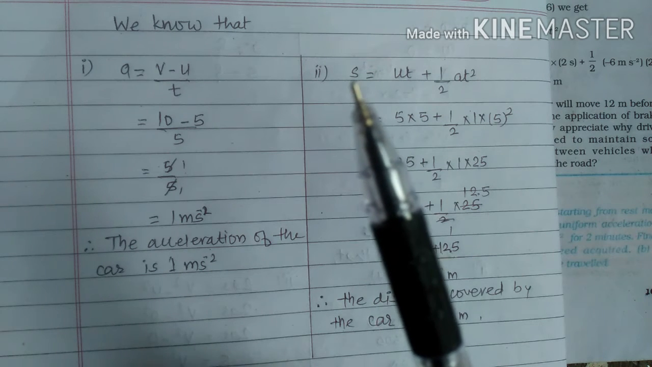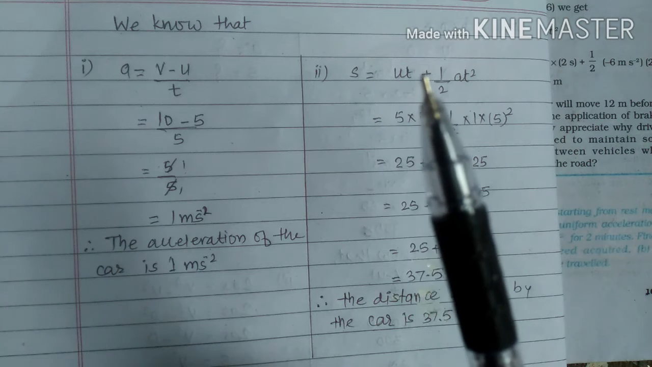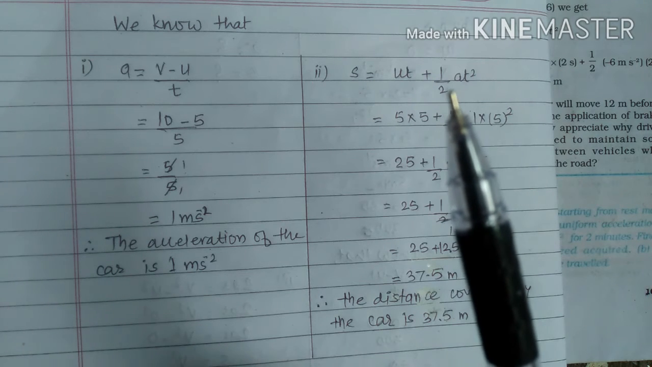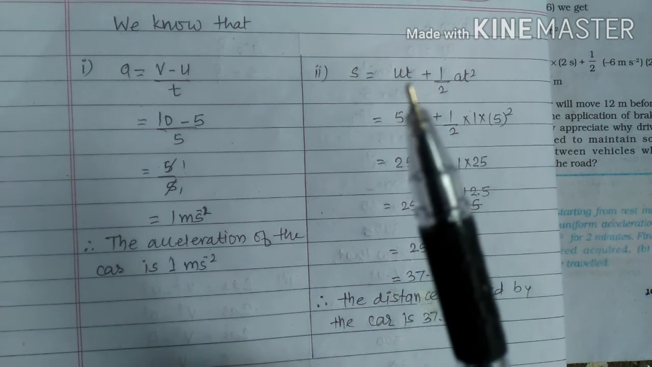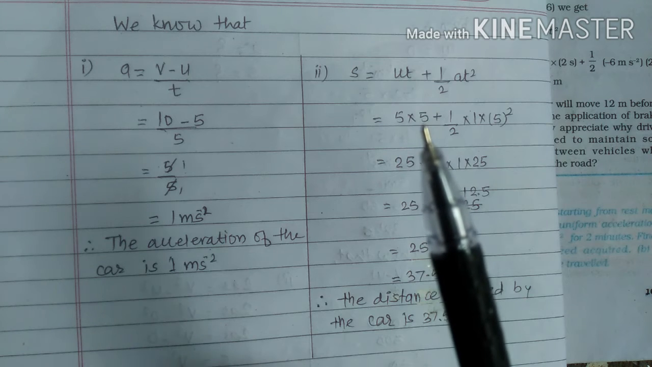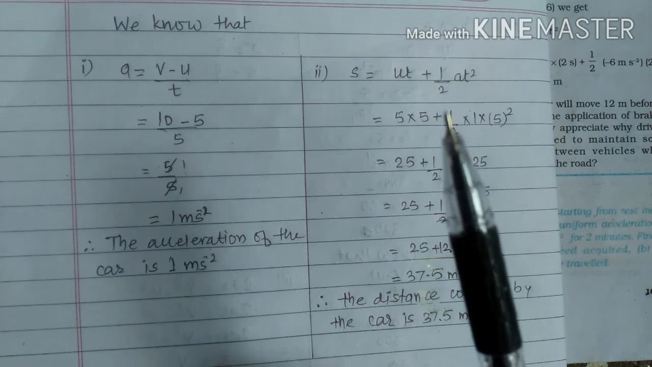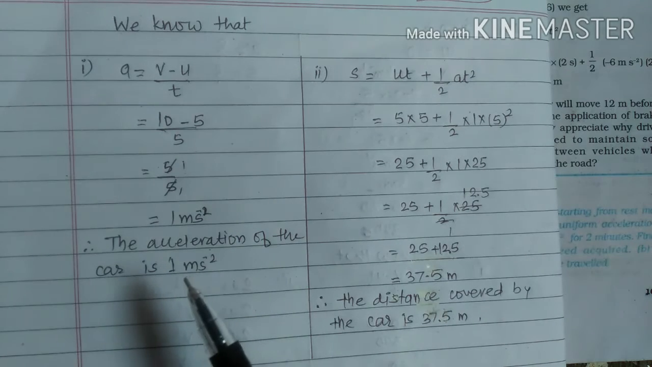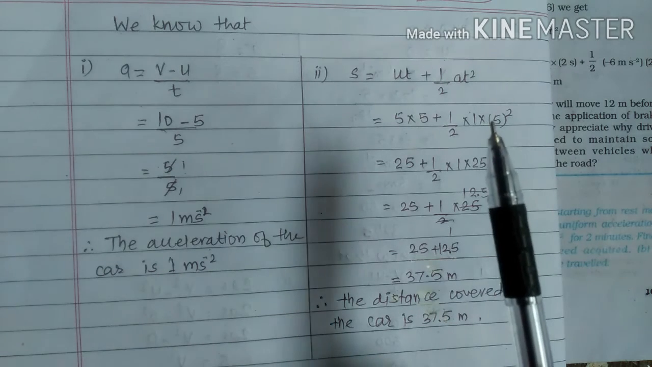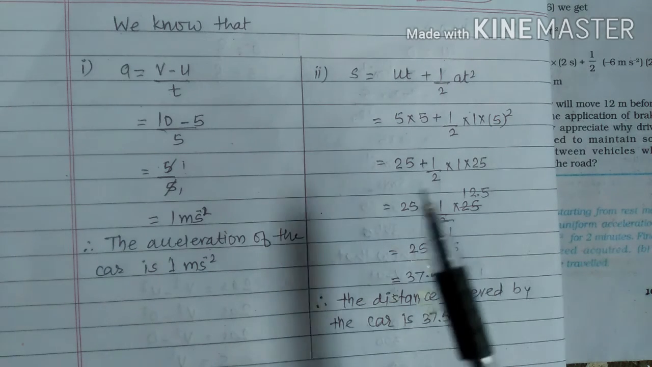Now for the second part, the distance, the formula is s is equal to ut plus 1 upon 2 at square. Now u is 5, time is also 5 seconds, plus 1 upon 2 into a, which we have just calculated, that is 1, and t is 5 seconds, that is 5 bracket square.